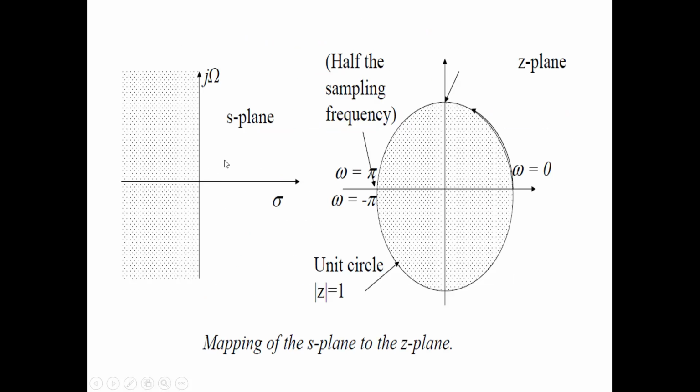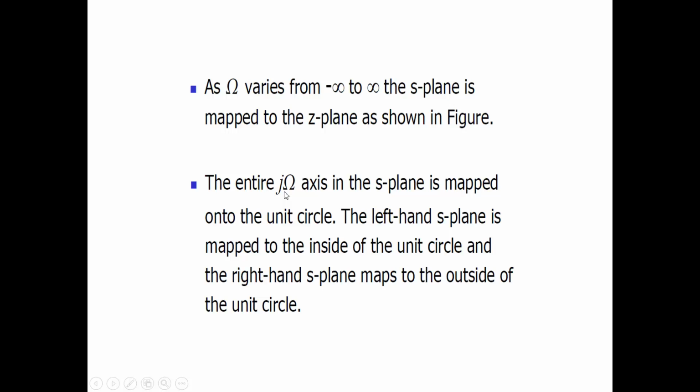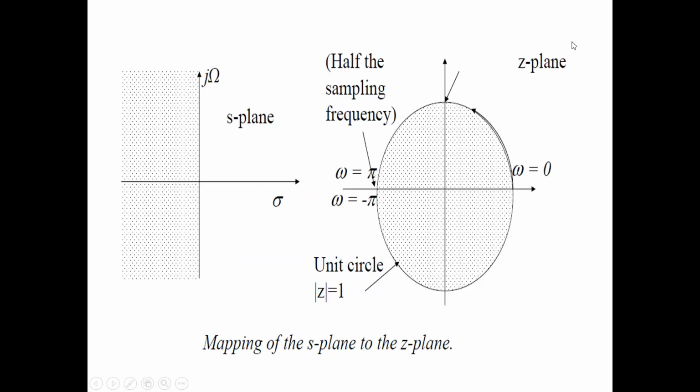This figure, if you see, this is the S plane. This j omega axis is mapped to the unit circle, right? The left hand S plane is mapped to the inside of the unit circle, and the right hand side S plane maps to the outside of the unit circle. If we take this imaginary axis and try to join the ends of the extremities, then you will see that the left hand side of this imaginary axis will go inside the unit circle, and the right side will go outside the unit circle.